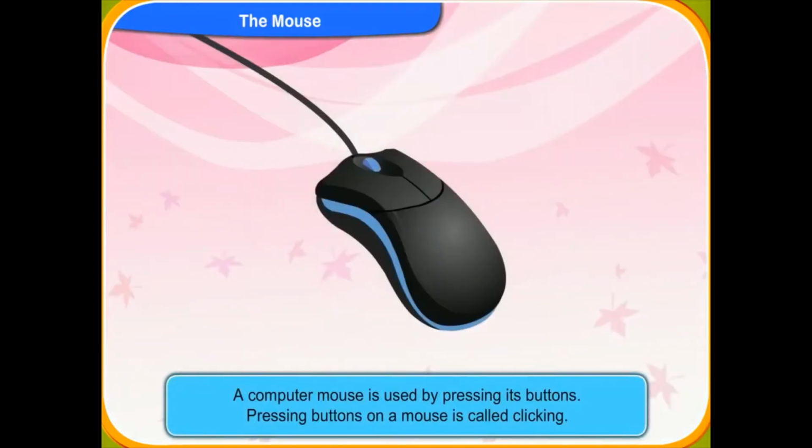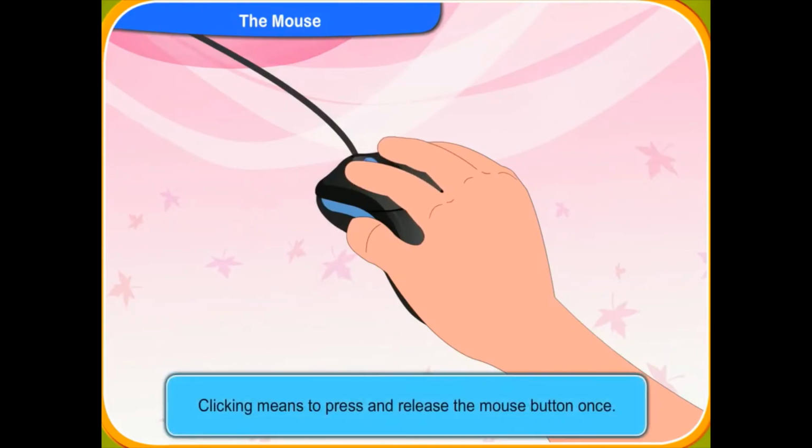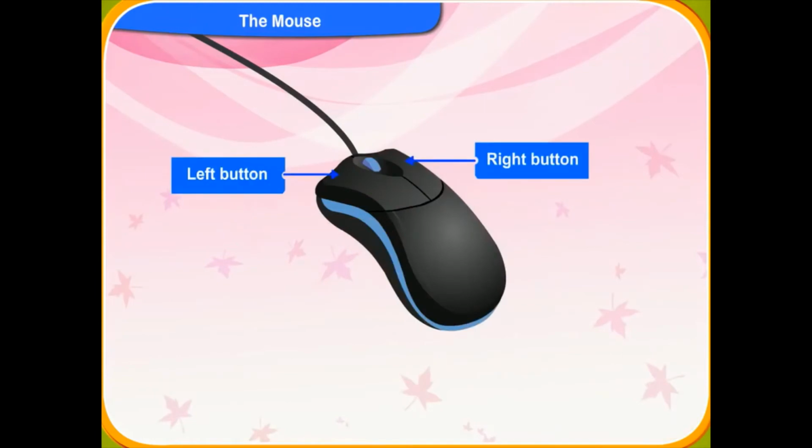A computer mouse is used by pressing its buttons. Pressing buttons on a mouse is called clicking. Clicking means to press and release the mouse button once. As there are 2 buttons on the mouse, does that mean there are different types of clicking?